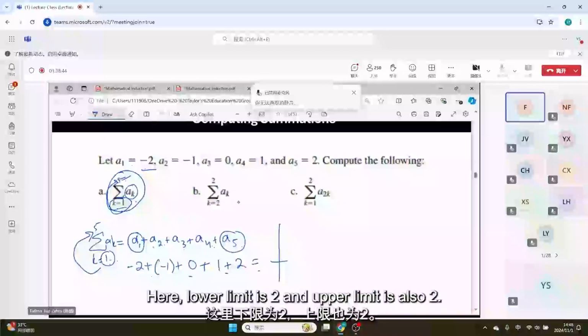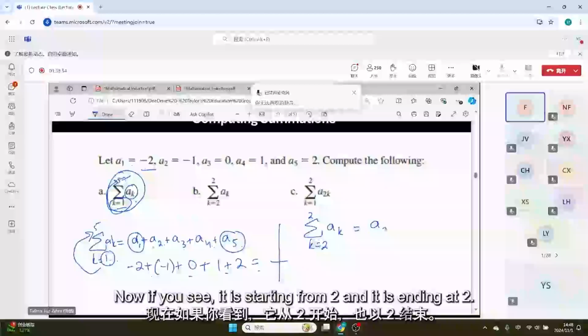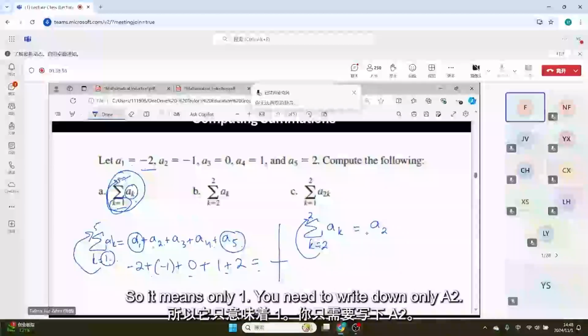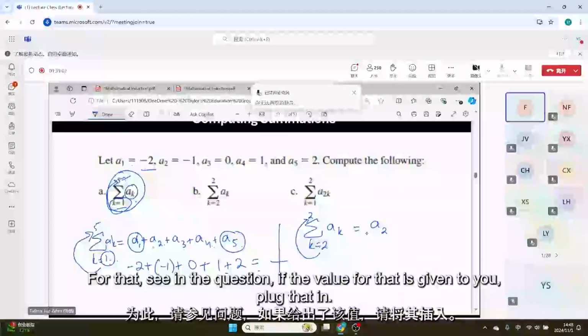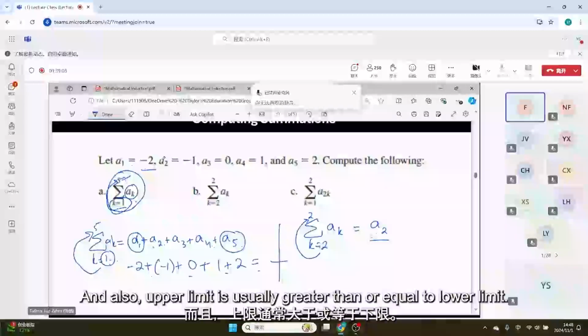Here, lower limit is 2 and upper limit is also 2. So what you will do is that your k will be replaced with 2. Now, if you see, it is starting from 2 and it is ending at 2. So it means only 1. You need to write down only a2. For that, see in the question, if the value for that is given to you, plug that in. Okay. This is one type of question.